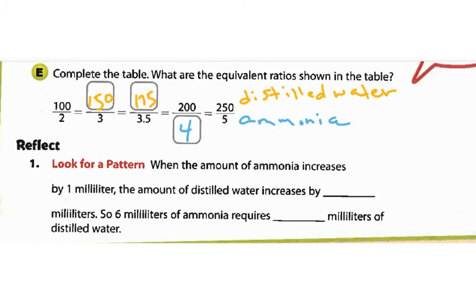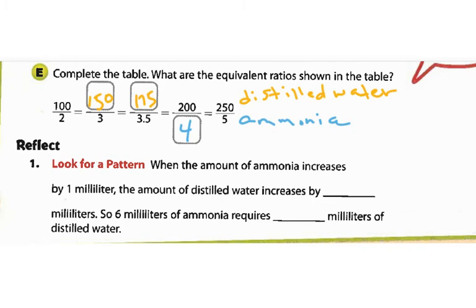Okay, so we're going to look at this reflection. And so we're looking for a pattern here. We talked about when we first started ratios that these tables that we're working with, we called them rule tables, right? So there was a rule with the X and a rule with the Y and a rule from X to Y. So here it's kind of like that. We're looking for a pattern. So what they're saying is when the amount of ammonia increases by 1 millimeter, the amount of distilled water increases by how many millimeters?